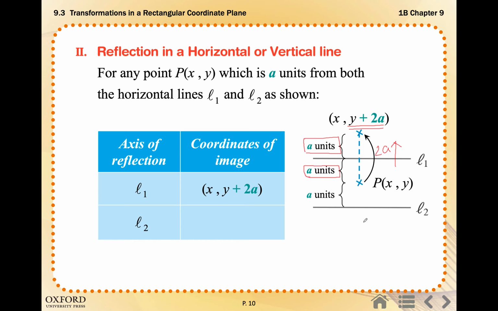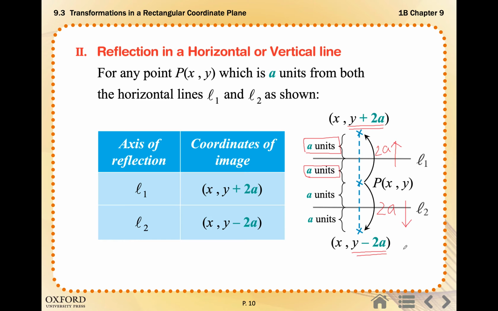So the image will go down. Okay? If it is going down, the same idea applies: here is A unit, and then the image of P is also A unit away from the line L2. That's why the distance between P and the image of P also equals 2A. But now because it is going downward, the y coordinate should minus 2A.